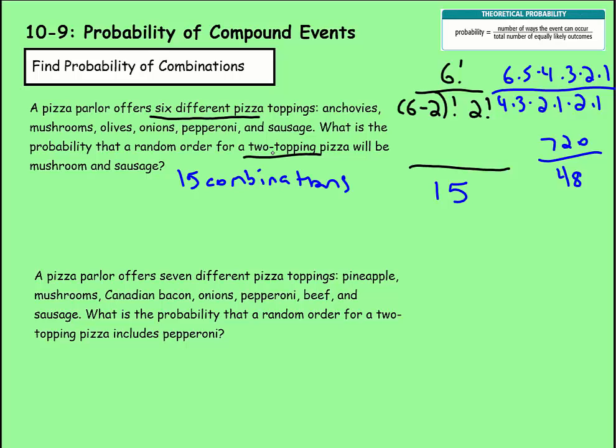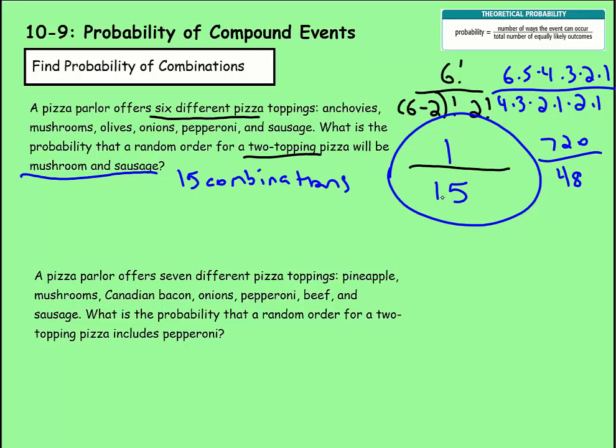We're only looking for one. We're only looking for mushroom and sausage. So we're only looking for one combination. So if you're making combinations of pizza toppings, the chances that you would have mushroom and sausage as your combination from these 6 different toppings would be 1 out of 15 probability. So just to recap, we found the combinations using the formula. We plug that into the denominator, which is the total number. The number of ways that our event could occur was only 1, so it would be 1 over 15.